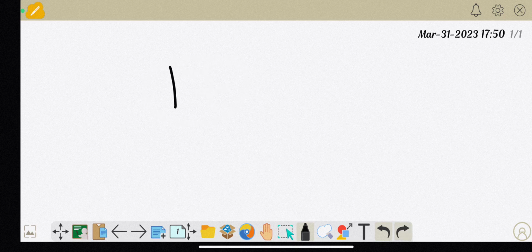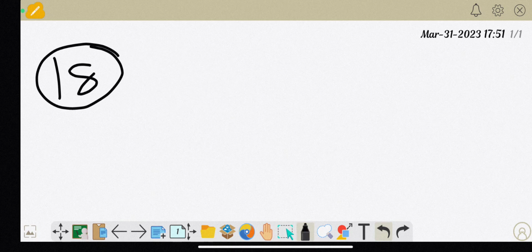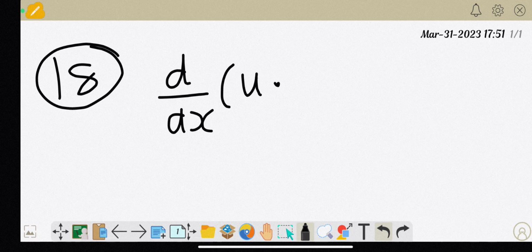Okay, so let's see question number 18. See, you have to just see here, you know the product rule for two variables, right? What if you have three variables? How can you write? So see, there are two ways to derive this. One, you can use product rule, repeated product rule, or else using logarithmic differentiation also you can do this. So here first I will say how to do with normal differentiation.